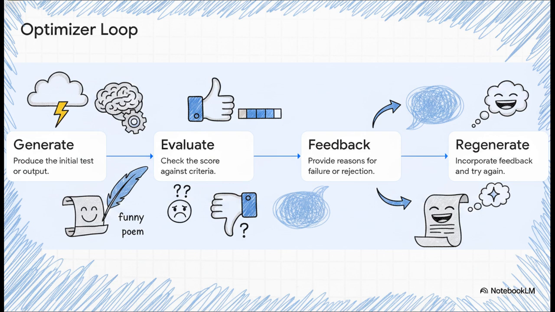It drafts the poem, then immediately hands it off to a separate evaluator AI whose sole purpose is to judge the humor. If the evaluator thinks it's completely dry and unfunny, it rejects it, spits out specific feedback on why it failed, and kicks it back to the generator. The generator tries again using that feedback, and they just keep looping until the evaluator finally gives it a passing grade.